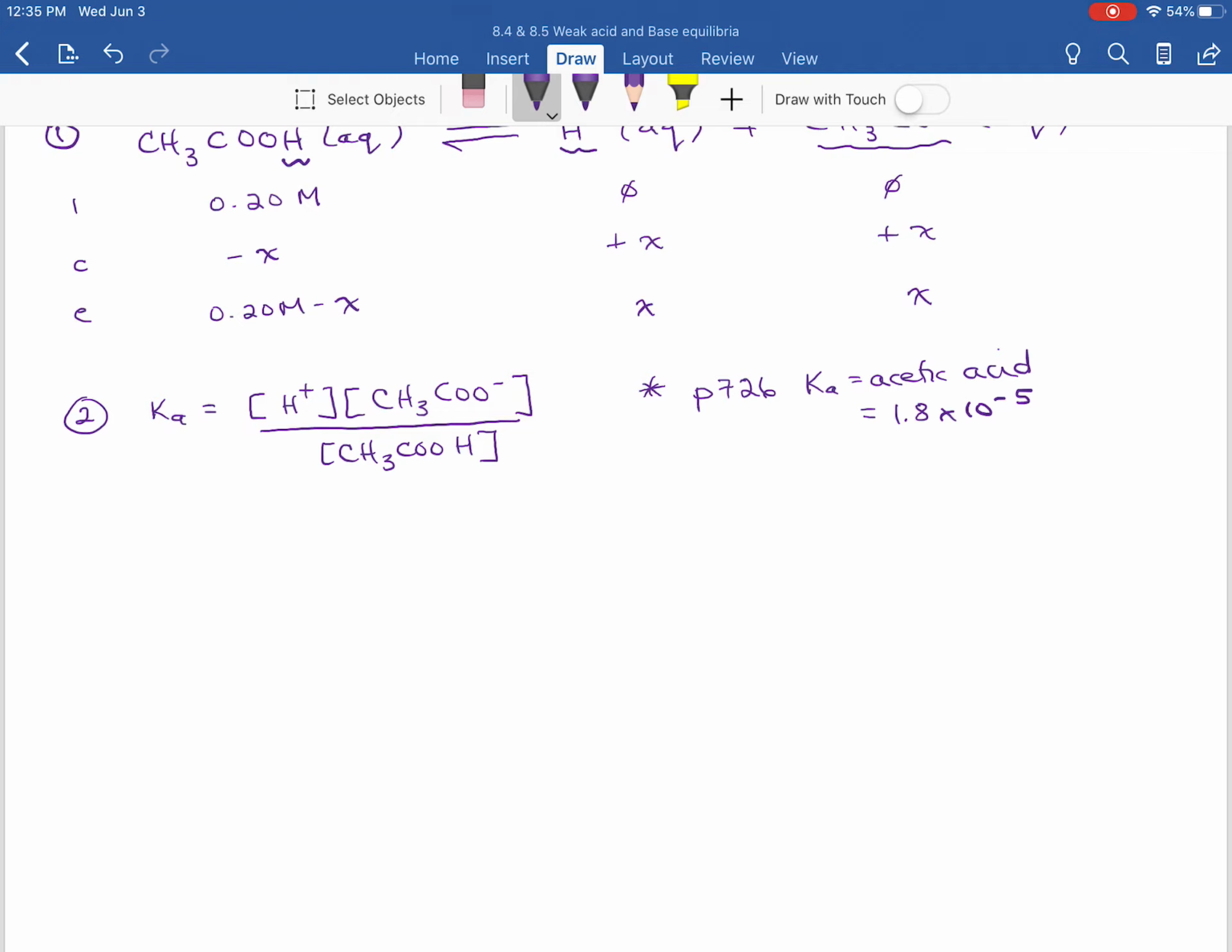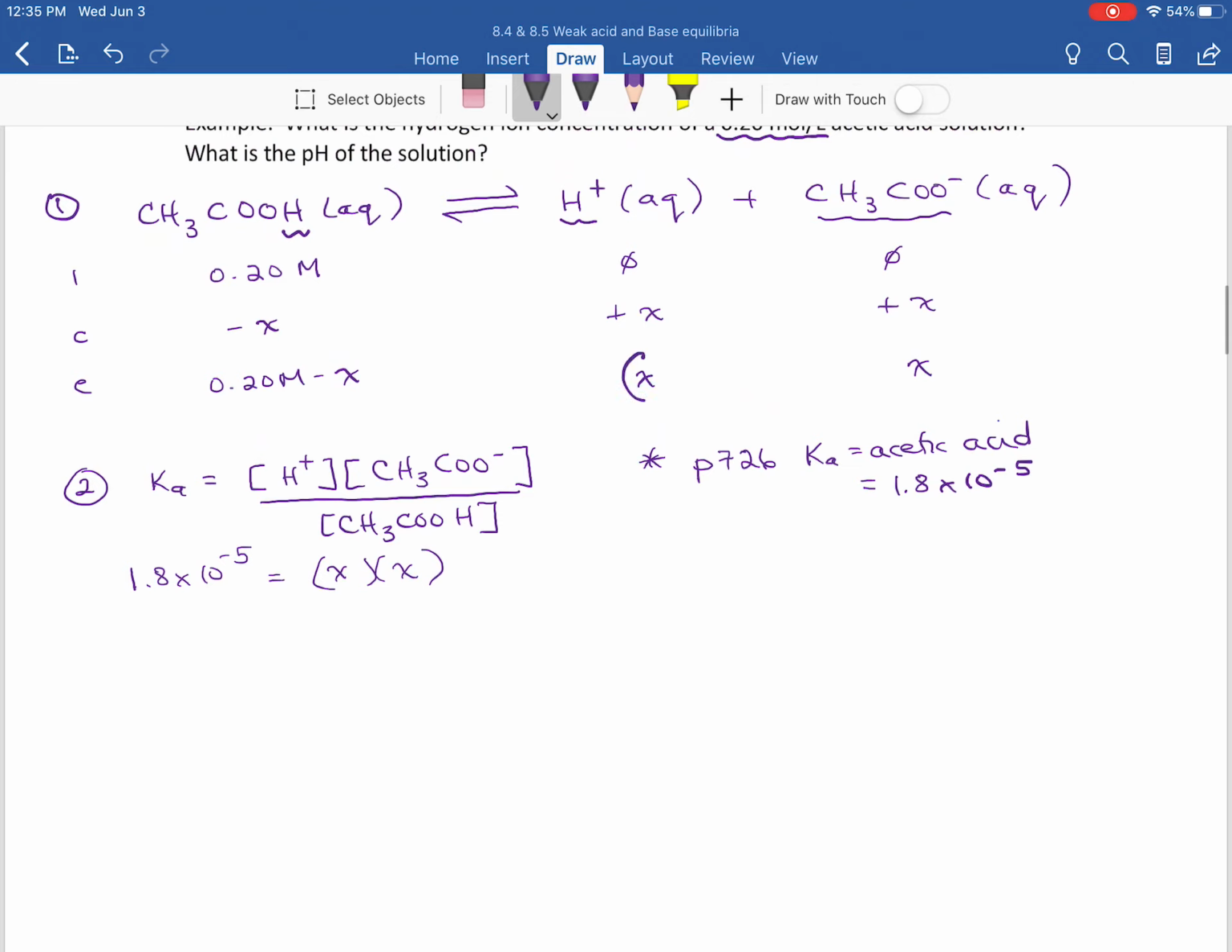Okay, so let's plug in our numbers. 1.8 times 10 to the negative 5 equals x times x, because I got them from my ice table, right? See, right here and right here. Okay, all over 0.20, and I'm going to get rid of my concentrations for now. All right.